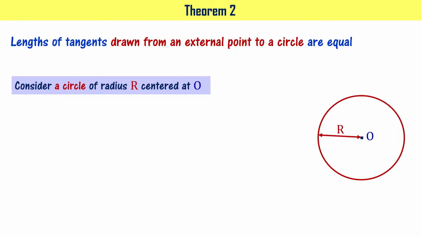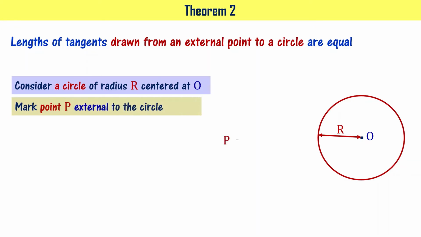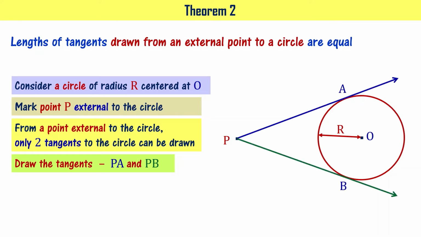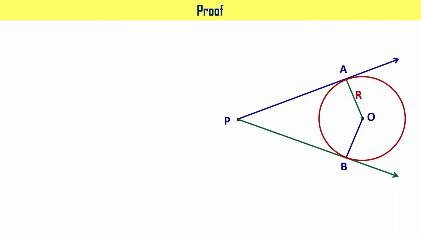Let us consider a circle of radius r centered at O as shown in the figure and mark a point P external to the circle as shown here. We just learned that from a point external to the circle, only two tangents to the circle can be drawn, right? Let us now draw tangents PA and PB. As per the theorem, lengths of tangents are equal. It means PA equal to PB, right? Please note this point. Let's try to prove that now.